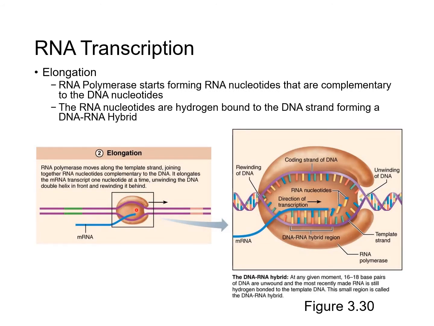With the RNA polymerase now attached to the DNA molecule, it's going to move along the length of the DNA molecule, and as it does so, it will assemble RNA nucleotides that are complementary to the DNA nucleotides. At first, the RNA nucleotides are hydrogen bound to the DNA nucleotides, forming what's called a DNA-RNA hybrid.